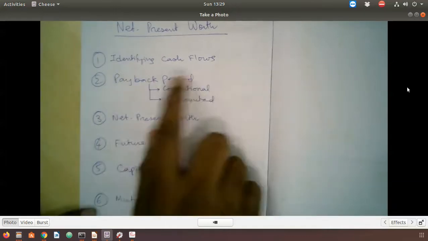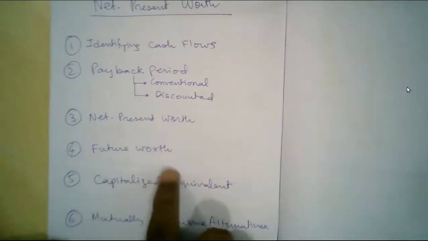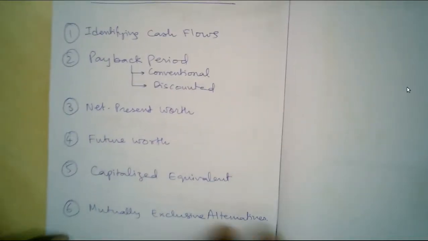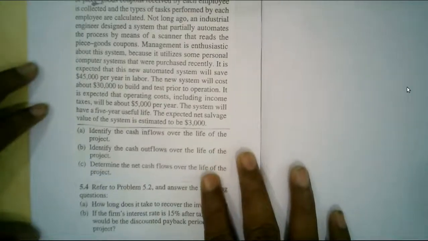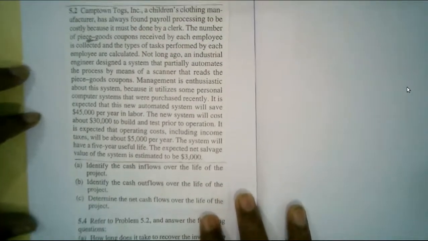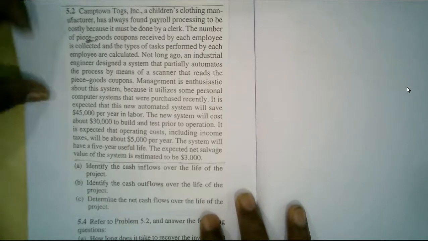First is identifying cash flows, then payback period in the two methods, then net present worth, future worth, capitalized equivalent, and mutually exclusive alternatives. So we'll try to cover these topics. The first one is identifying cash flows. For that, we will begin with this quick problem taken from that engineering economics textbook.